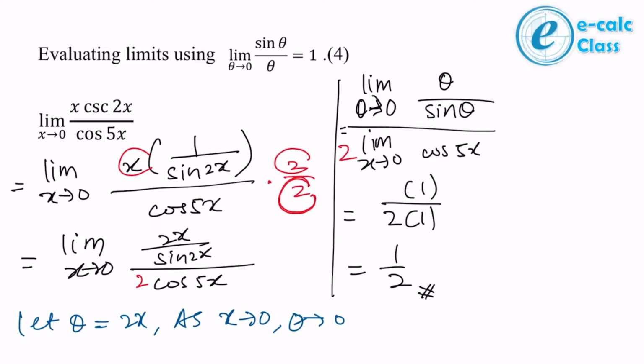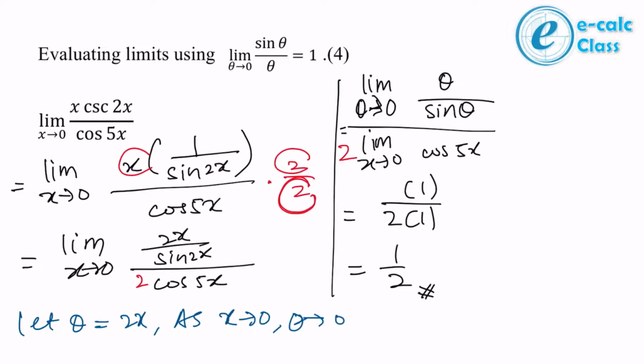So don't be scared by this cosecant and cos. Actually, if you can somehow write it in terms of sine, then you don't have to worry about your cos, very complicated 5x or whatever.